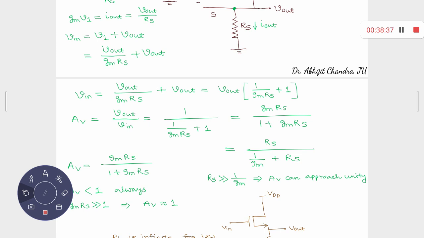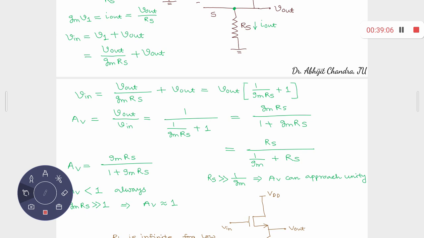Yes, it acts like a buffer. GM RS by 1 plus GM RS. So typically your GM RS product is larger than 1, and then the maximum value of this voltage gain could be unity, but it cannot exceed unity, because in the numerator you have GM RS and in the denominator 1 plus GM RS. So at max this gain can be unity, but it is always less than unity. Either it approaches unity or it is less than unity.